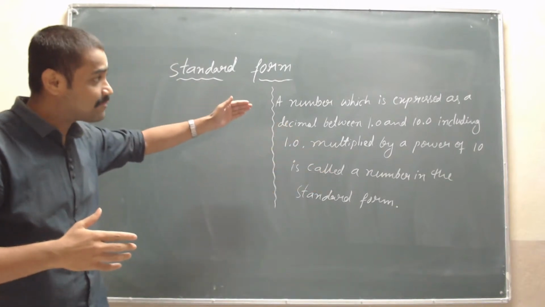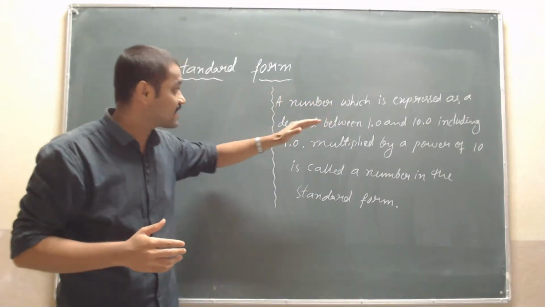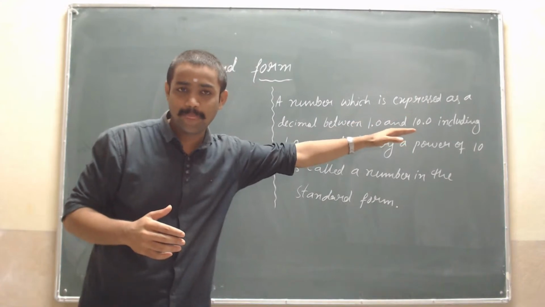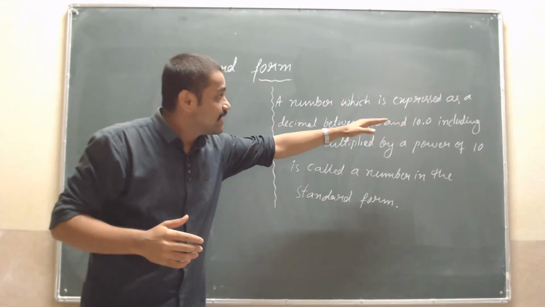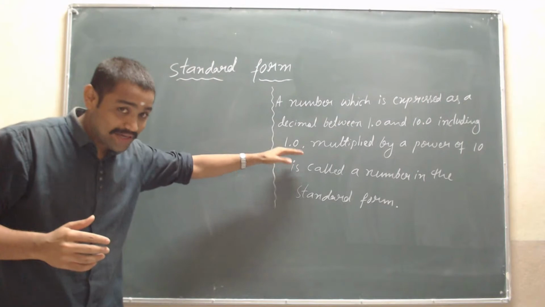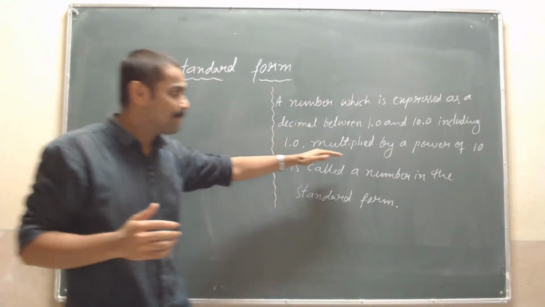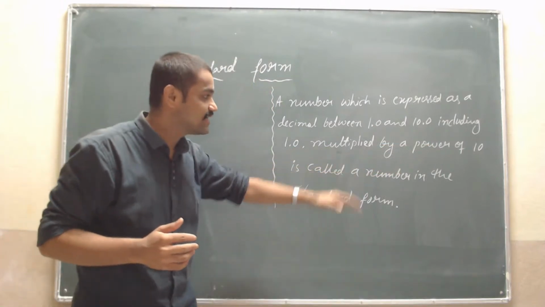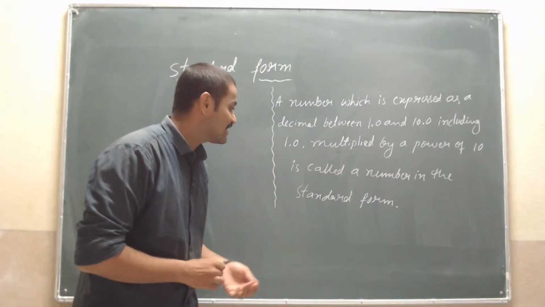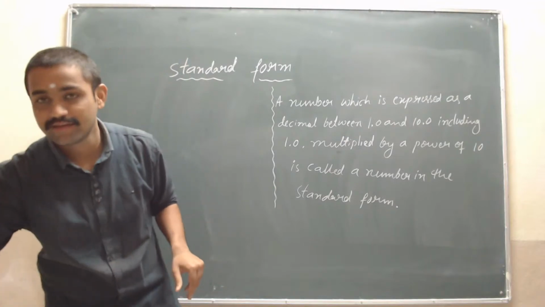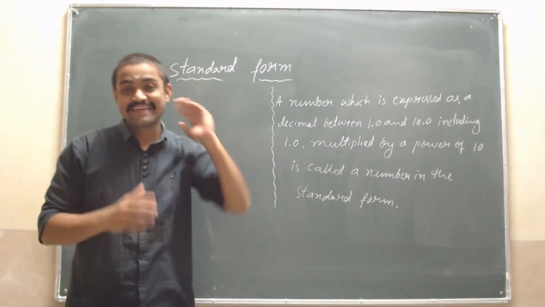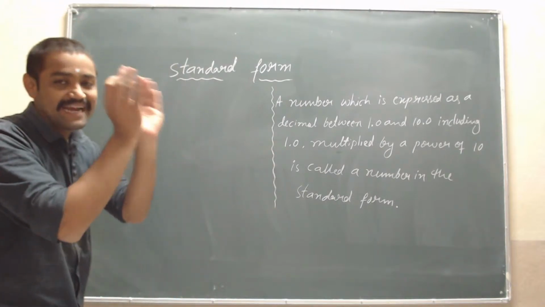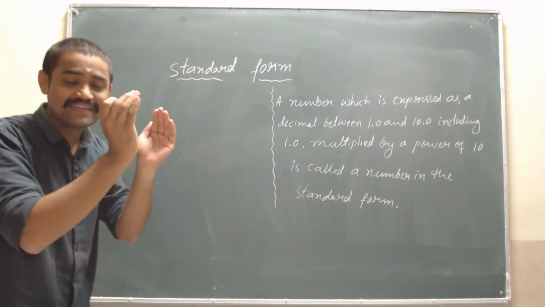A number which is expressed as a decimal between 1.0 and 10.0, including 1.0, multiplied by a power of 10 is called a number in the standard form. See here, students, we have to write the number in standard form.